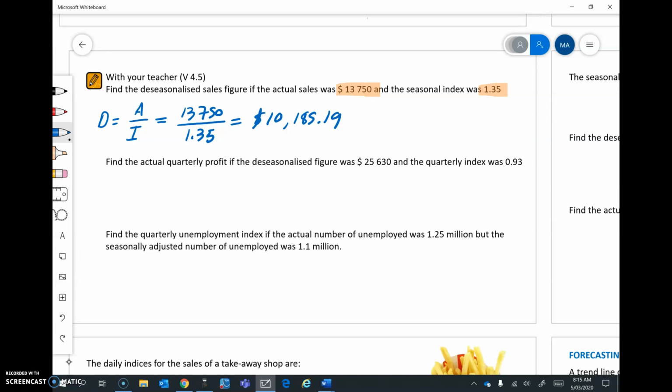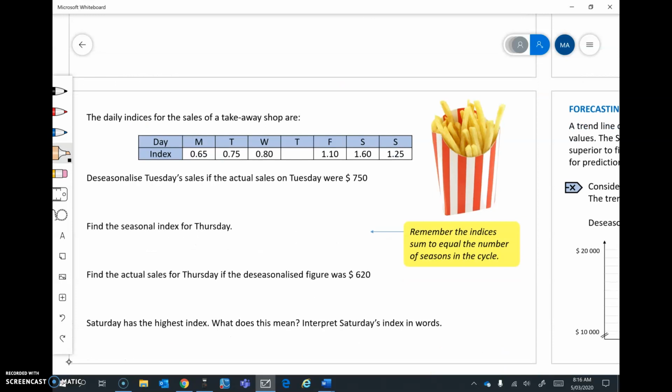Okay, now the next two utilize different forms of that equation. You might want to pause the video now and see if you can figure these out. Then I'll have a go at it and you can check your answers against mine. Okay, I'm going to have a go at it now. So we're asked about the actual quarterly profit for a deseasonalized figure.